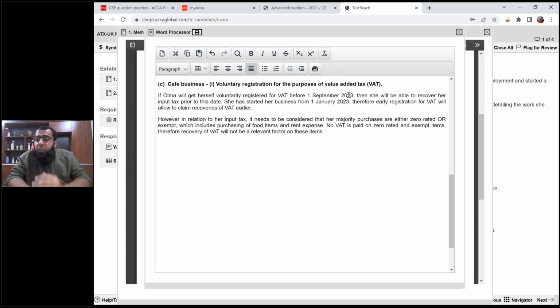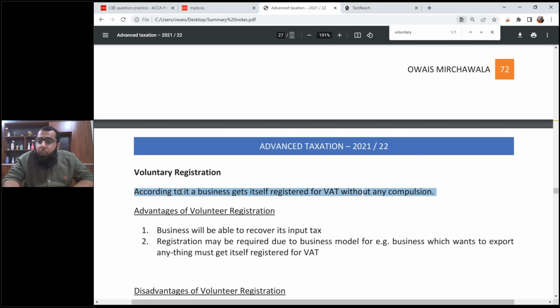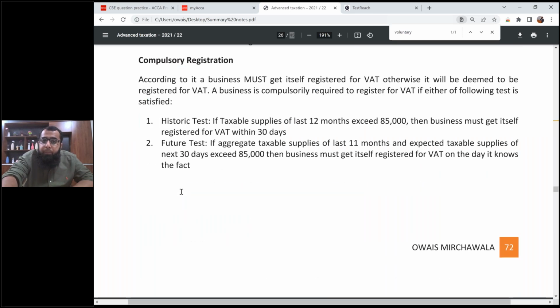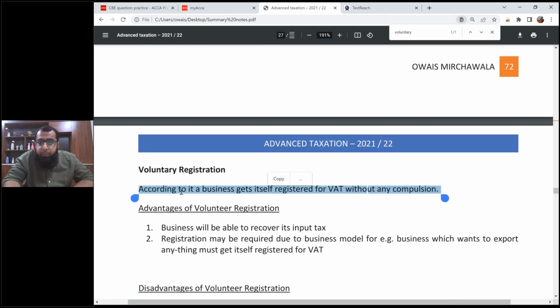Okay, so first of all, sir, I cannot find VAT notes on your summary notes. Just go to the VAT notes, press Ctrl F, write voluntary registration for VAT. So here is your voluntary registration for VAT. This is your entire VAT discussion. Okay, it's page number 26 and 27 of the summary notes.